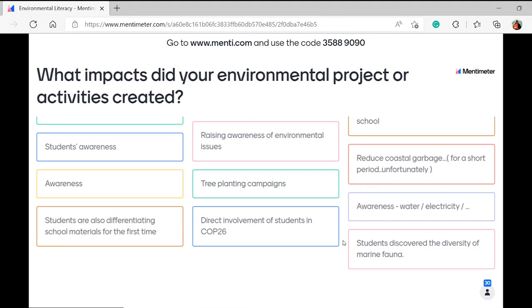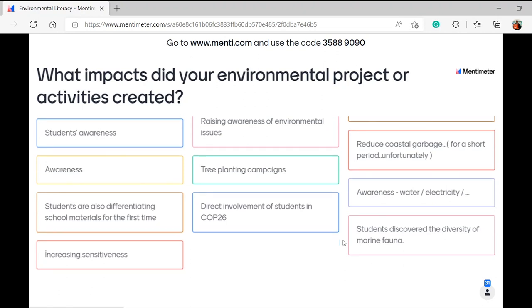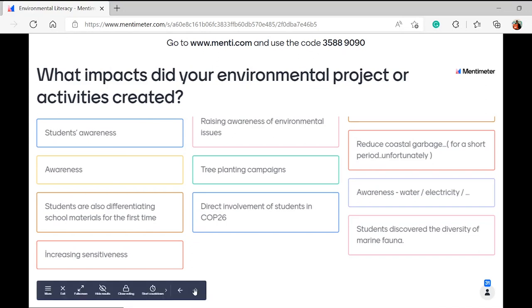Direct involvement of students in COP26. Students are also differentiating school material for the first time. Segregating the waste. Students discovered the diversity of marine fauna. Wow. So very diverse set of impacts has been created as part of your environmental projects and activities. Great.